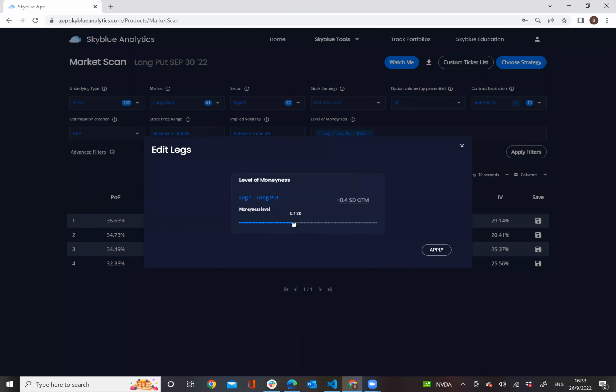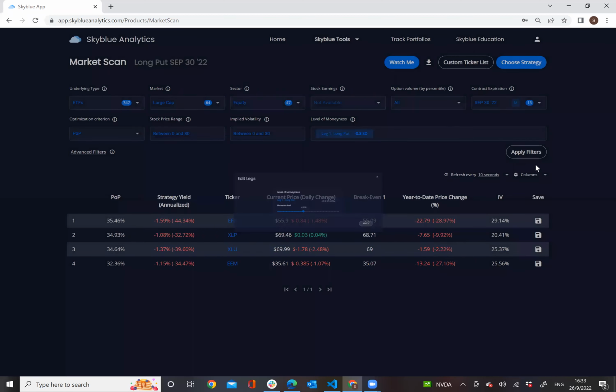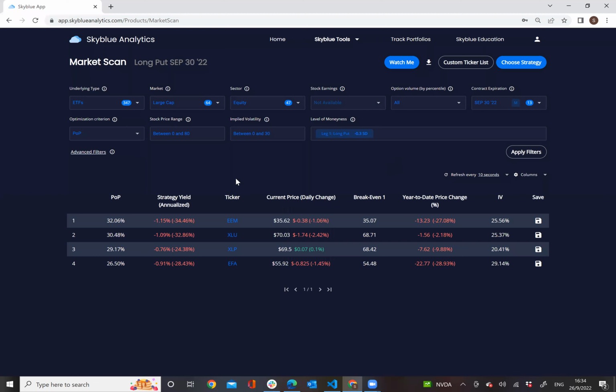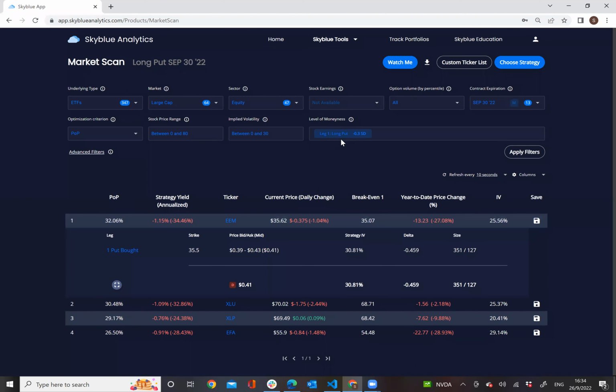We can change this. We can use, as you can see, long put out of the money, let's say 0.3 standard deviation, and it will appear out of the money. Let's see if we can find any contracts, and we are now going to enter and focus on one of these contracts. As you know, when you're buying a put, the probability is quite low. Why? Because you are starting with a debit, not with a credit. So here we have.